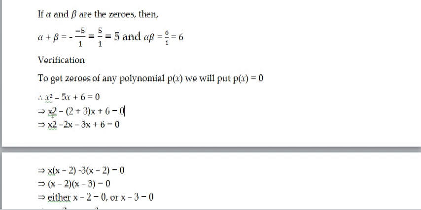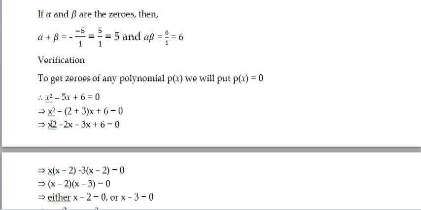This implies x² − (2 + 3)x + 6 = 0. Inside the bracket you can see 2 plus 3. I have split up the 5 as 2 plus 3 because 2 into 3 gives 6. Later on I will discuss what to do if you face any difficulties to factorize. So x² − (2 + 3)x + 6 is equal to 0.